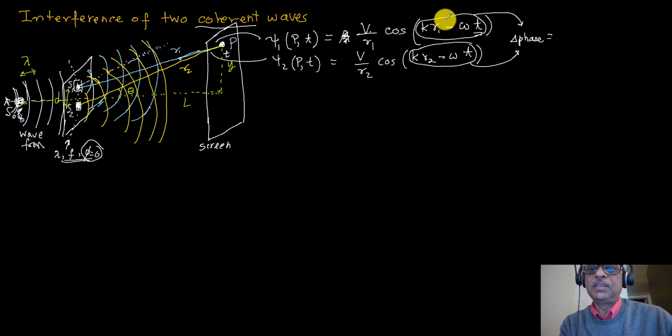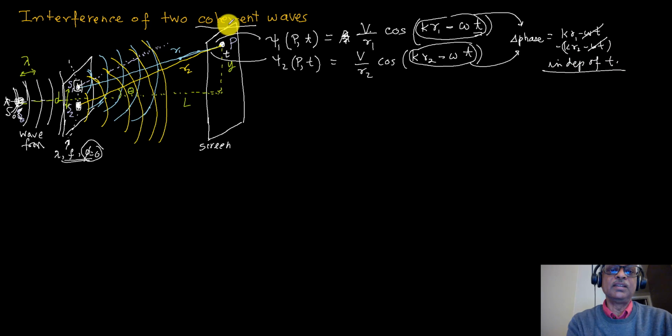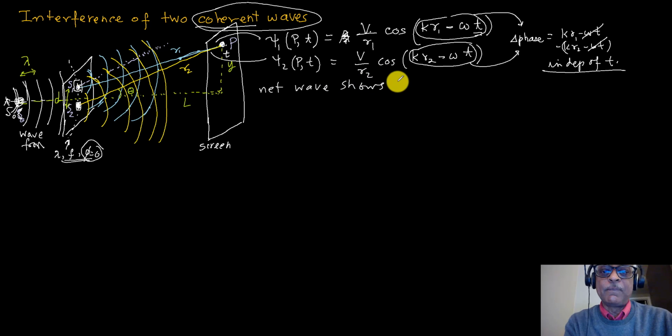The phase difference delta phase is going to be k r1 minus omega t minus k r2 minus omega t, and you can see the omega t cancels out, and this is independent of time. When this happens, we say that these are coherent waves. So we've created coherent waves, and when two coherent waves come together like this, the net wave shows an interference pattern.